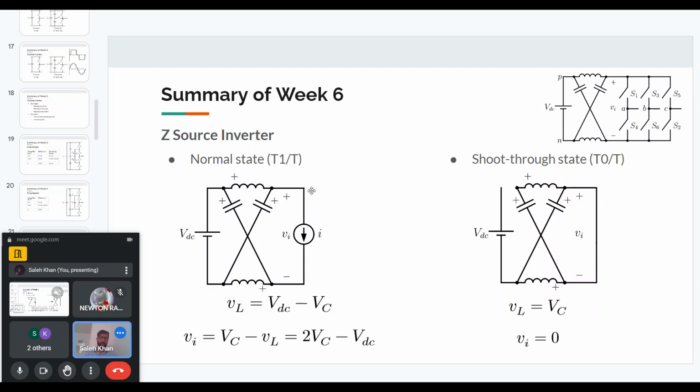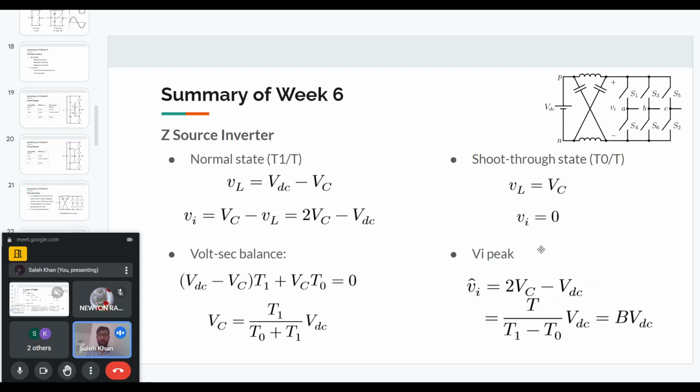So these are the two states that we have. If we have a time period of capital T seconds, for a portion of that time, T1, we will have a normal state, and for another portion of the time, T0, we will have a shoot-through state. If we add these two, T0 plus T1, we get the full time T. Now we can use the volt-second balance across the inductor voltage equations. Doing so, we find that VC is equal to T1 divided by T0 plus T1 times VDC.